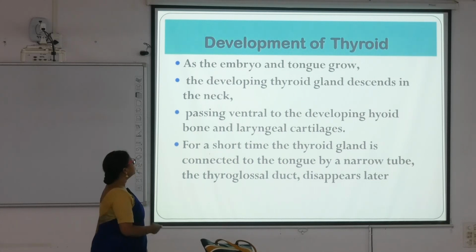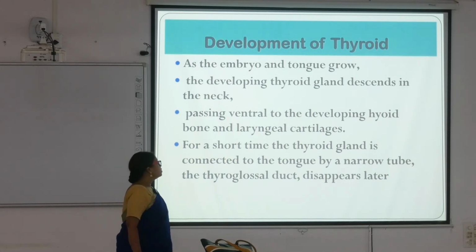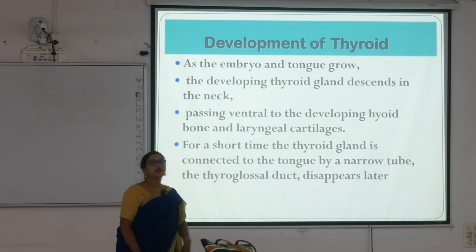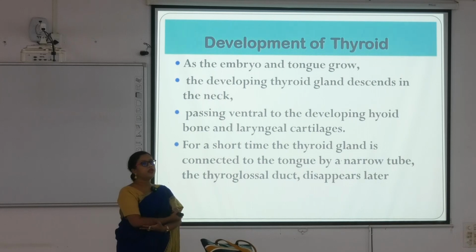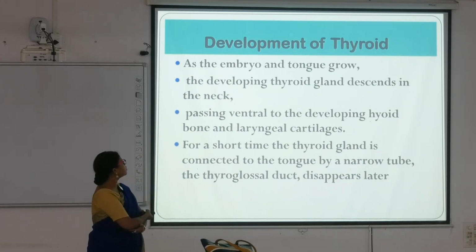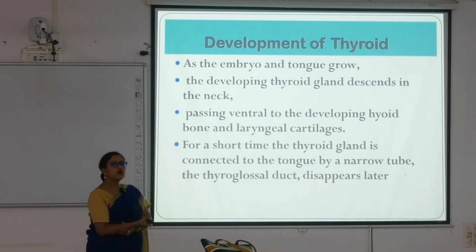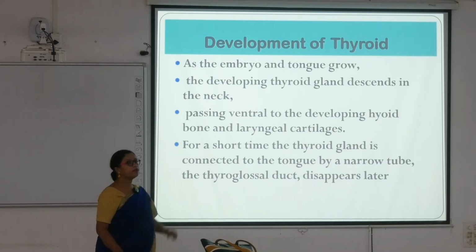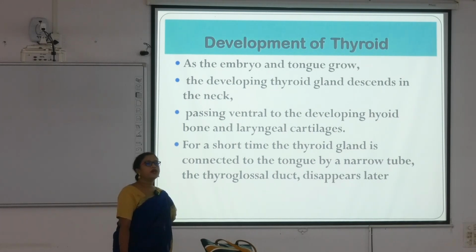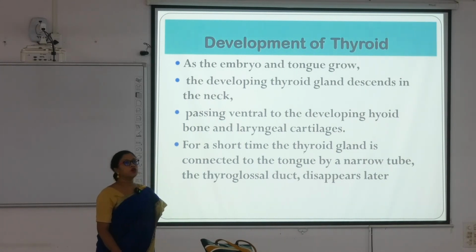Okay, now write it down. So how does it descend? You write it down. Just another two or three slides. Descent of thyroid gland. So descent of thyroid gland, how is it occurring? It is at first at the tongue, but as the embryo grows and as the tongue grows, it gradually descends down. Okay, so at first it is going to the hyoid bone and also the laryngeal cartilages. It is crossing the hyoid bone.